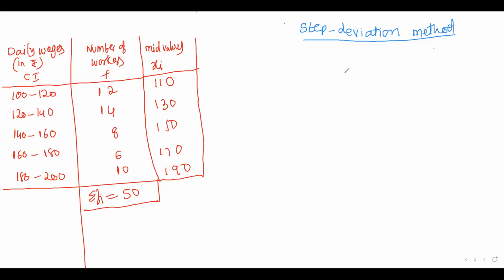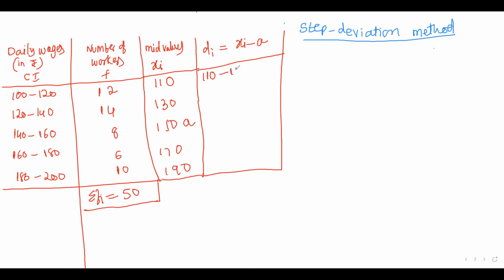The last method is step deviation method. In step deviation method, initially you will be writing the data and finding sigma fi. After finding sigma fi, you will take all the mid values, and the middlemost one will be A. After finding A, you can find deviation. Di is equal to xi minus A. Directly write down xi minus A. One minute. Let us find first di. Di is equal to xi minus A.